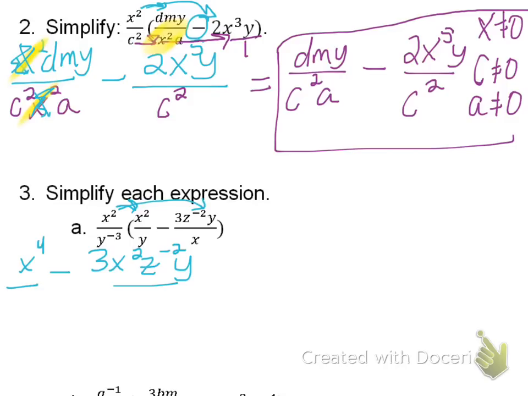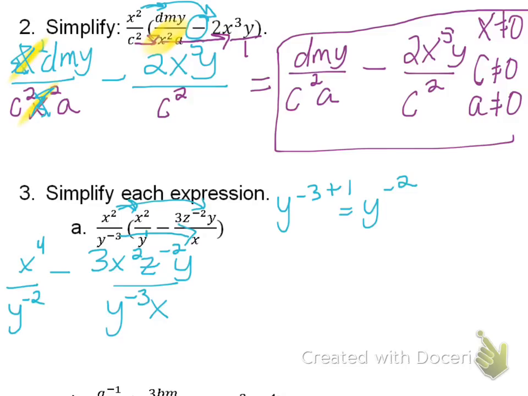And for the denominators, we have y to the negative 3rd power times y. And when we're multiplying, remember that we're doing negative 3 plus 1, because 1 is the exponent for y. So you add the exponents, which actually equals y to the negative 2 power, because negative 3 plus 1 is negative 2. So it'd be y to the negative 2 power. And then distributing it over here, it's y to the negative 3rd power x.